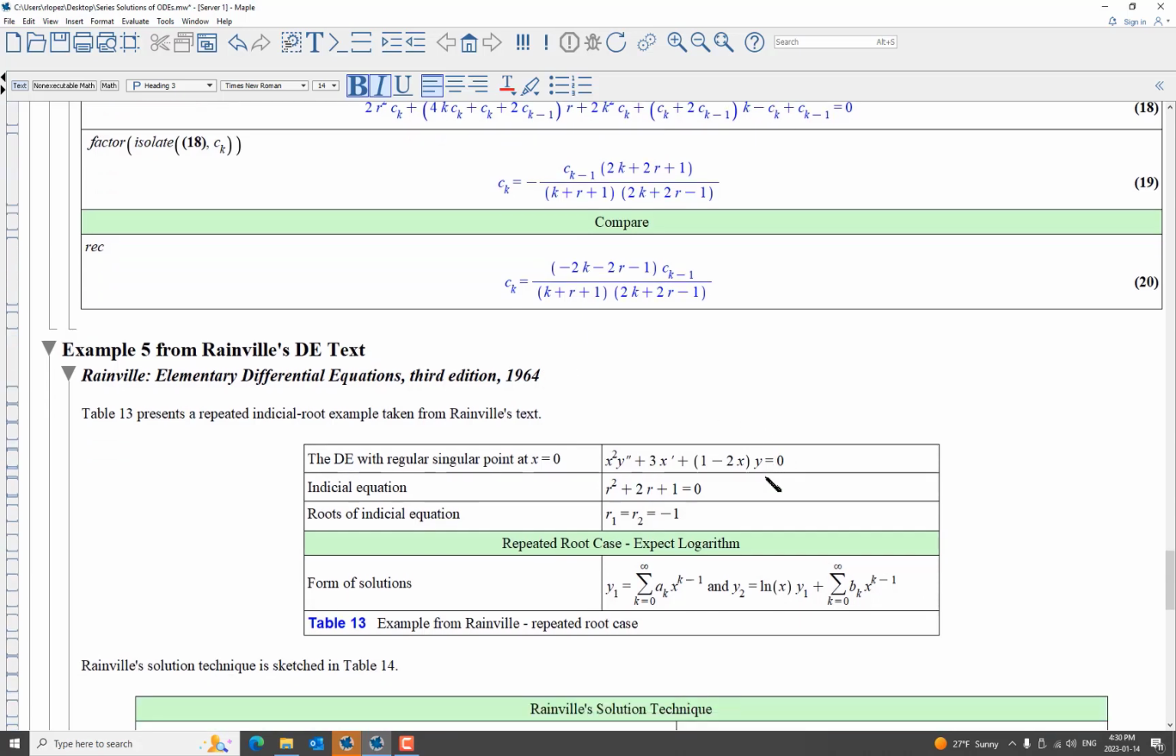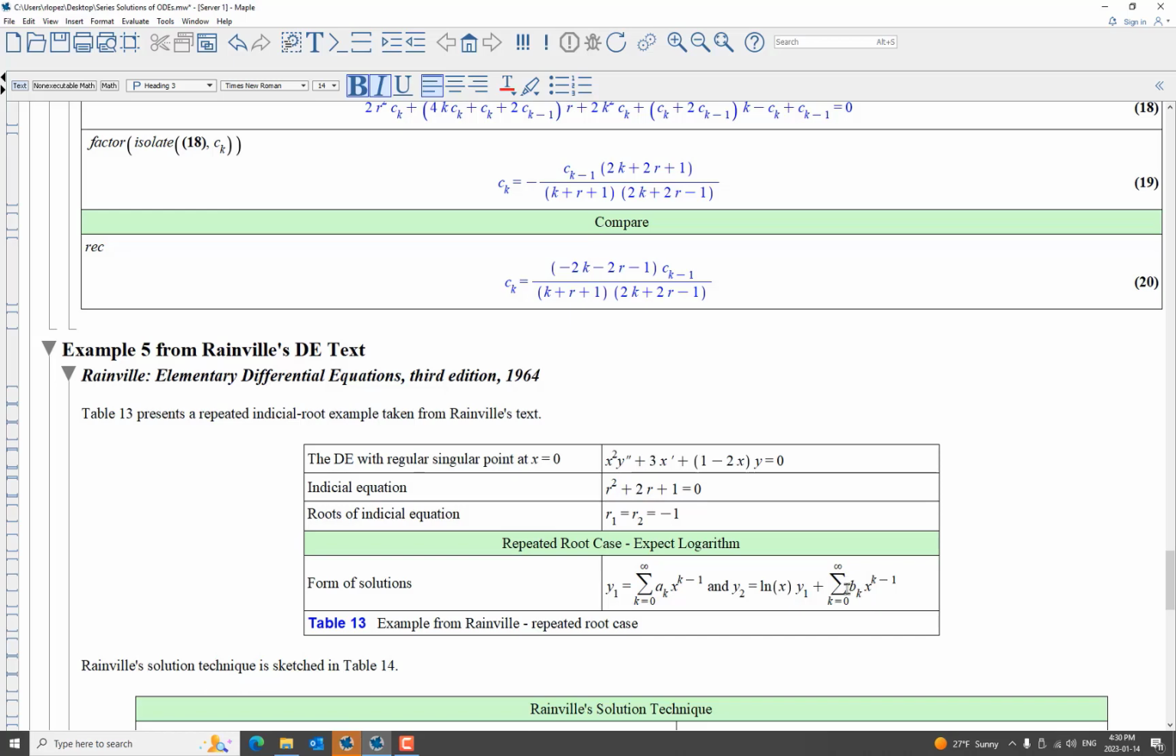Okay, here's the problem. The differential equation is a different one. The indicial equation has repeated roots. So this is definitely the log solution case. Y1, you can see here, is x to the k minus 1. So that's that 1 over x out front.